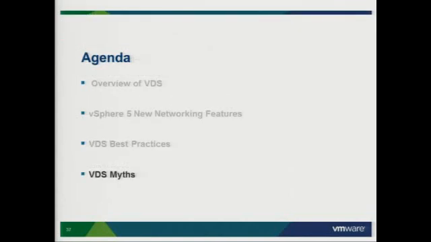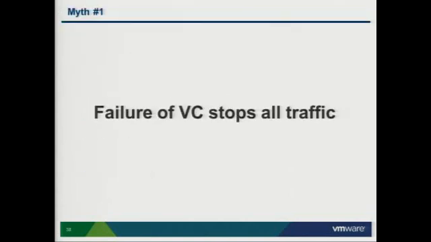So some of the VDS myths, which I would like to clear up. One of them is that failure of VC stops all traffic. Virtual Center is used to configure the capabilities of the distributed switch or manage the distributed switch. All the data flow is happening on the individual ESXi host. So if VC goes down, the only thing you cannot do is change any configurations with the port group and all, or add anything new, but the traffic will continue to flow.